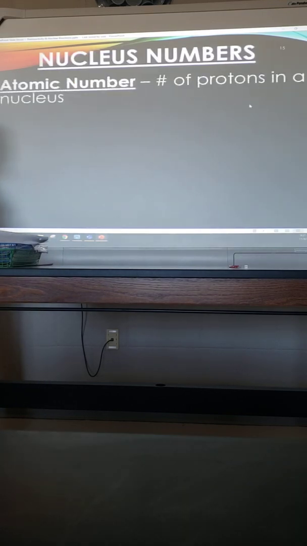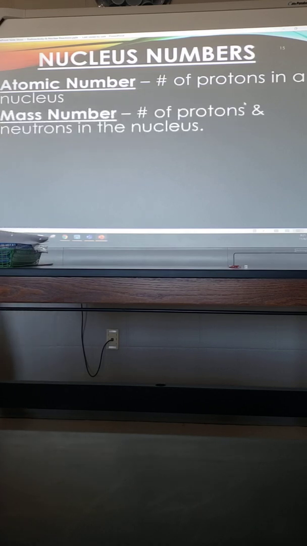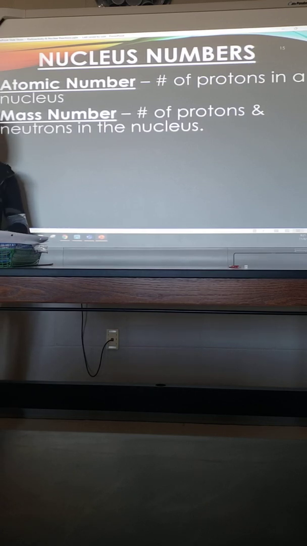Okay, so quick review. Atomic number is our number of protons, and our mass number is our number of protons and neutrons. Remember, mass number is the big one. It's counting those two subatomic particles. And remember, that was in one of those little cloud bubbles at the bottom of your periodic table in my handwriting, right?